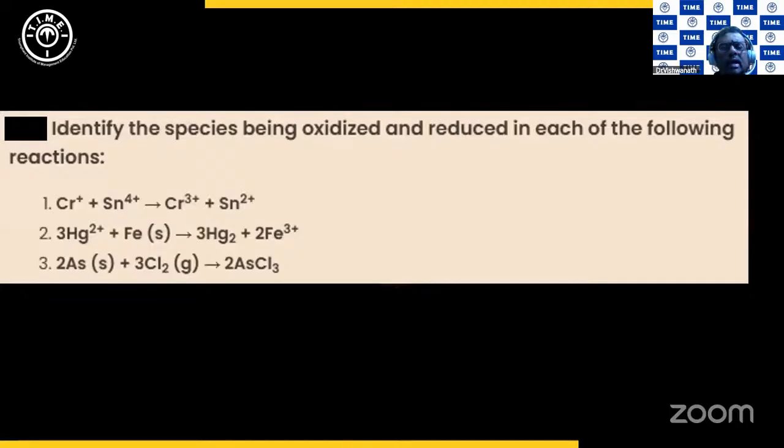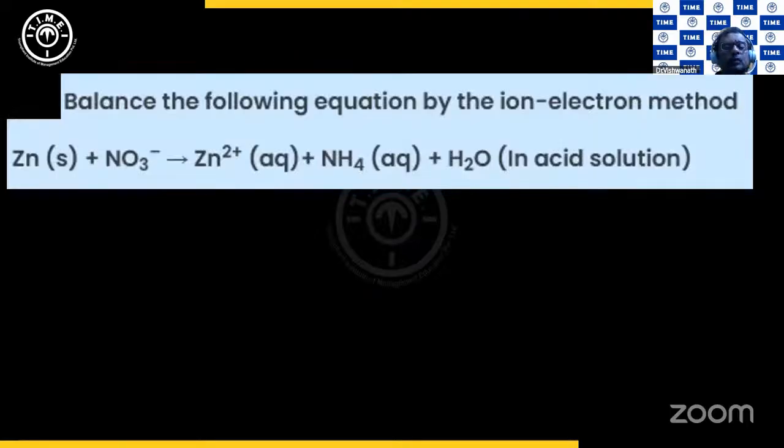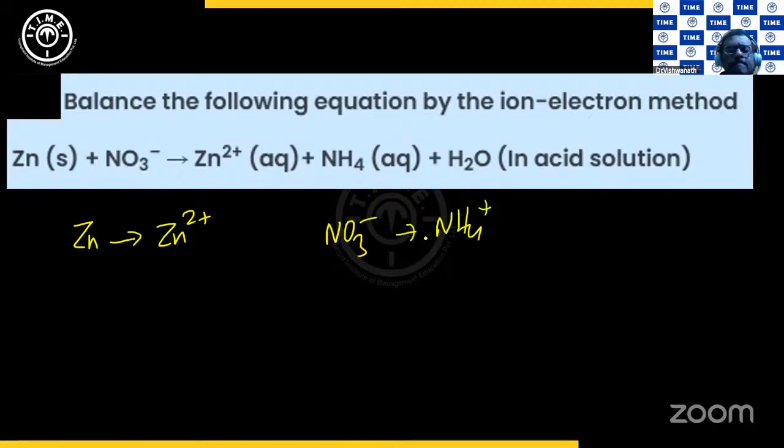I think this I can leave it to you. Should be simpler enough. This will do now. Ion electron method. Zinc to zinc 2+ and NO3- to NH4+ it is. So I'll simply add 2 electrons here.